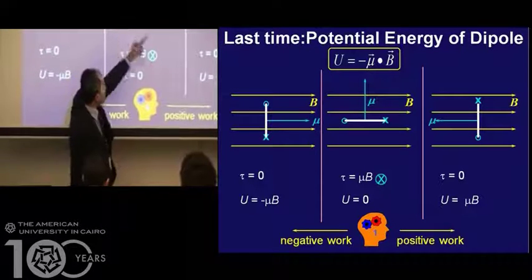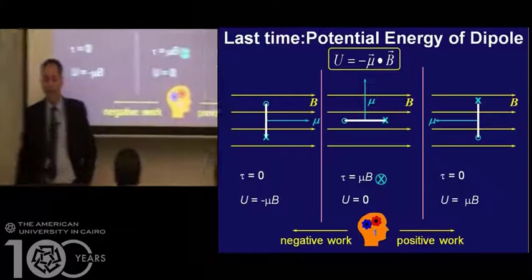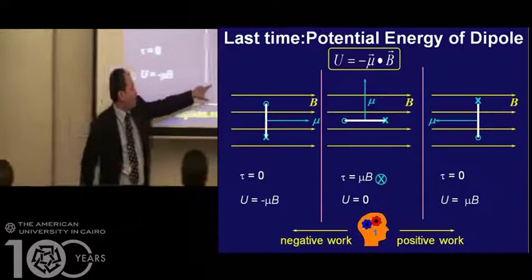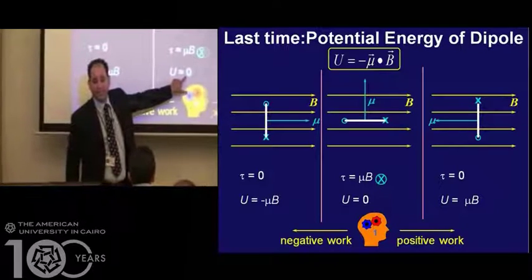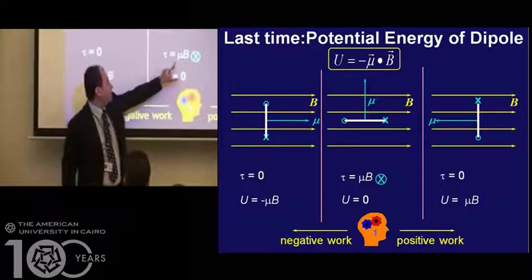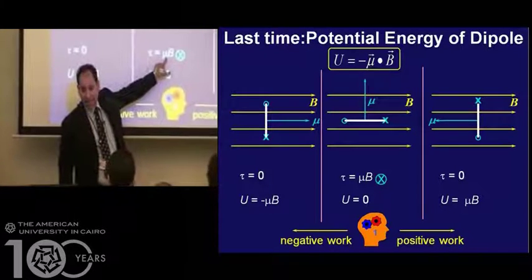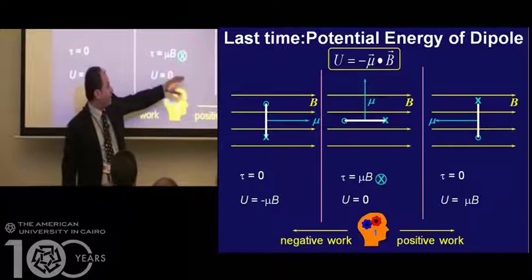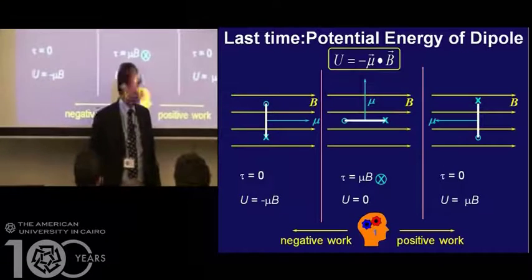So now look at the angle between the magnetic dipole moment and the magnetic field: 90 degrees. So now what is cosine 90? That's why you get 0 energy. What is sine 90? That's 1. So you get mu times B. And same thing goes again in here.